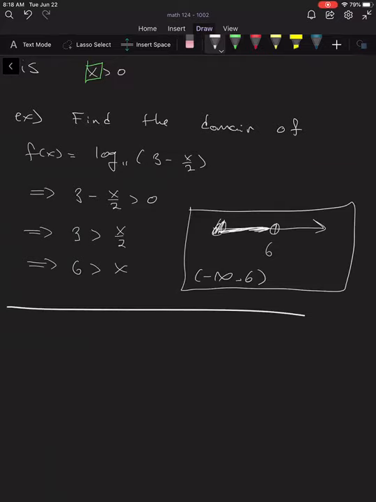Let's do 41 maybe. So for 41, what we have is log of x plus log of x minus 9 is equal to 1. So for this problem, before, you see what we did is we only had one log on the one side and a number on the other side. And we still need that, but in this problem, we have two logs together.